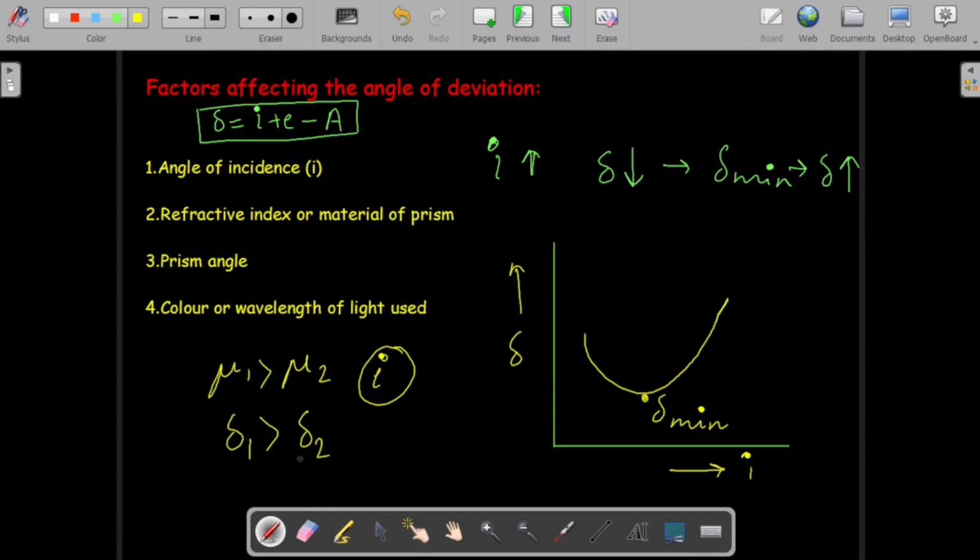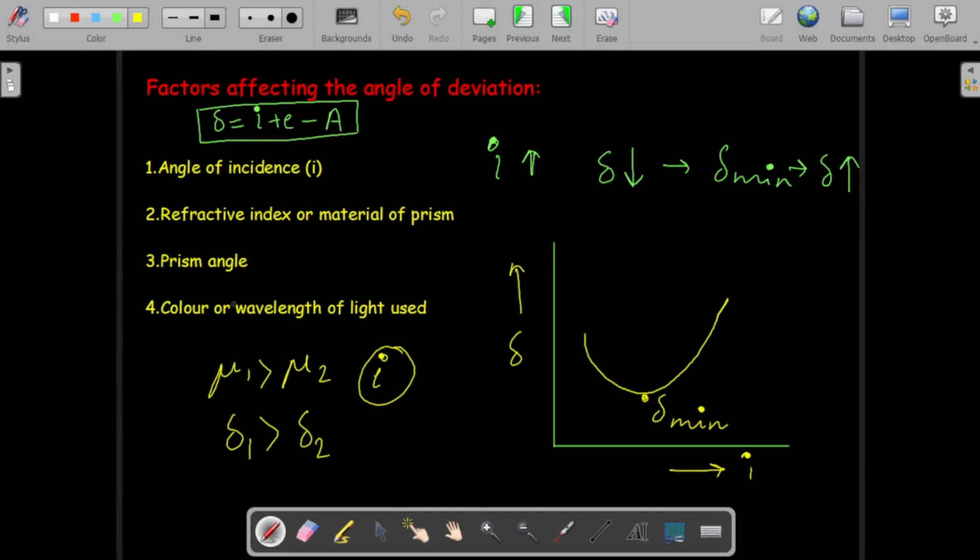So if the refractive index of a medium is higher compared to the refractive index of another medium, then for the same angle of incidence, the angle of deviation will be more in the first medium compared to the second one. So this is how it depends on the refractive index or material of the prism.